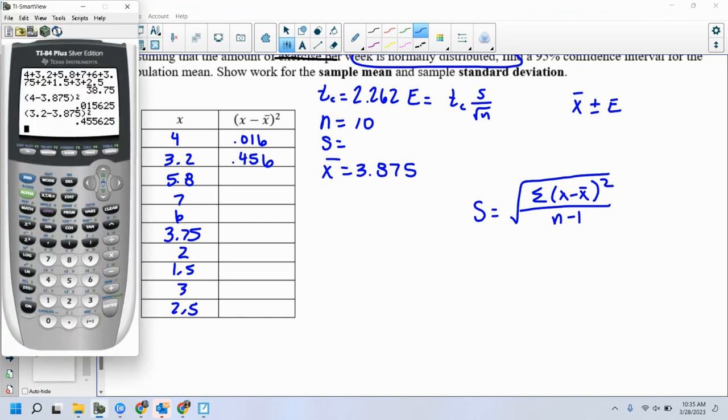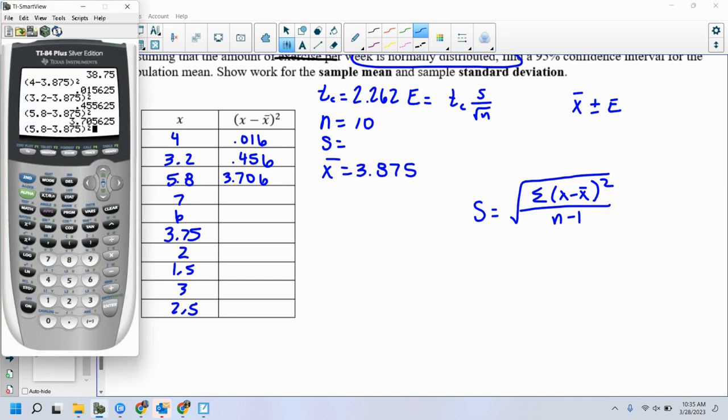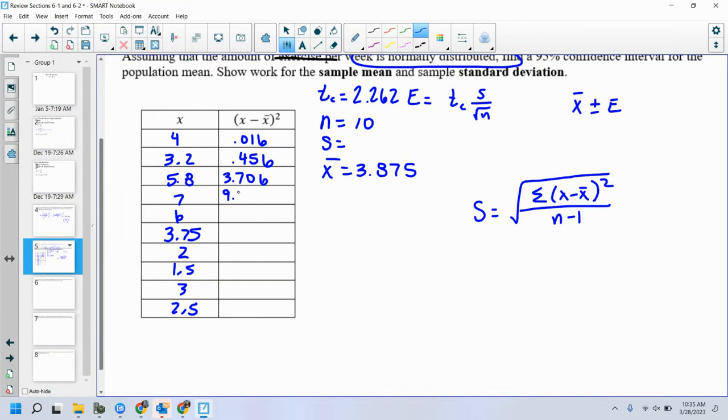0.456. Okay. Same thing, but now instead of 3.2, we're going to do 5.8. 3.706. We do 7, just a flat 7. And that gives me 9.766.